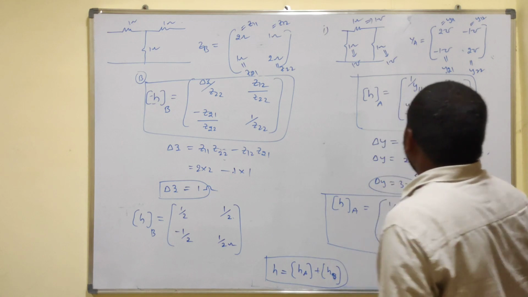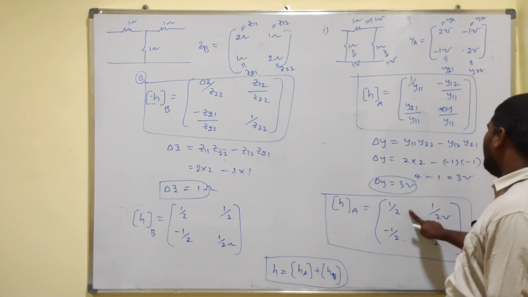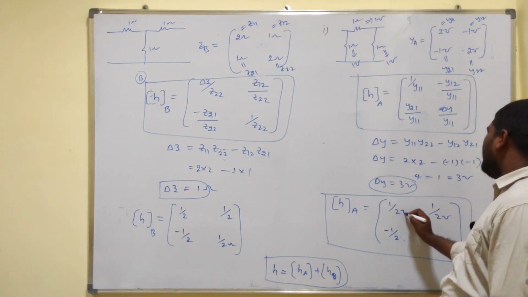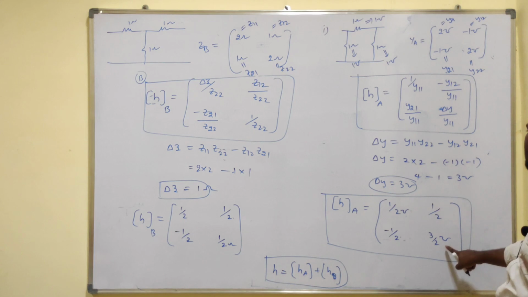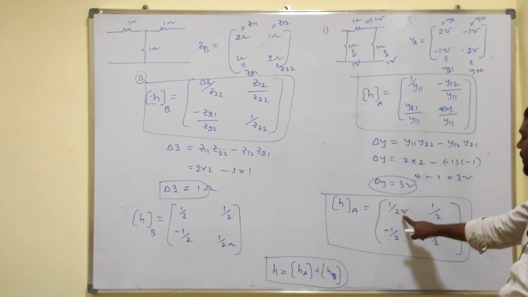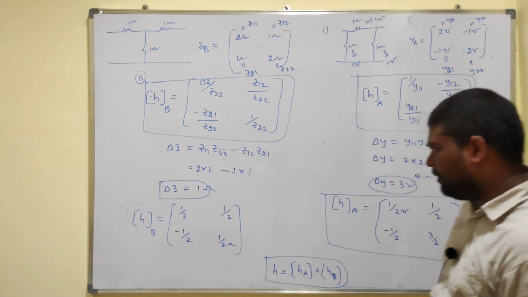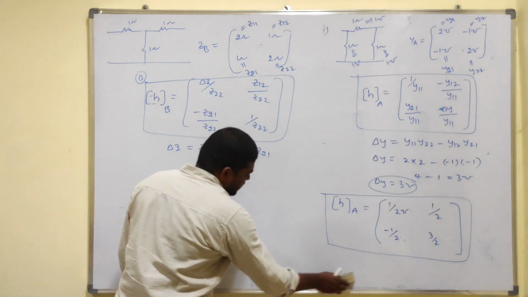Now here, the Ω by Ω terms are not at all required, so only this is required. This one is also Ω by Ω, and they cancel each other. Here also the same thing, Ω by Ω cancel each other. Only this one you will get in mho units. You will get HA and HB. Now you can add both, then you will get the H matrix.